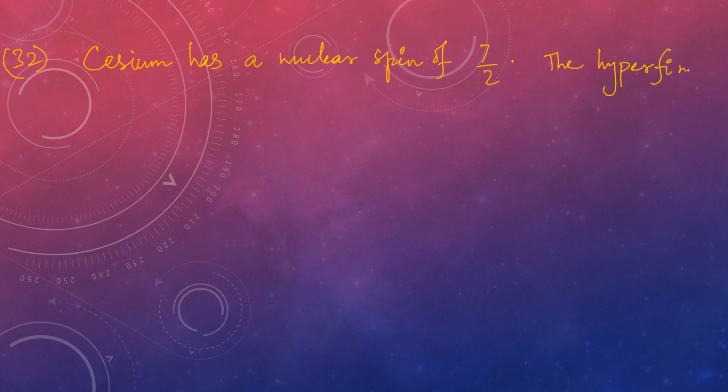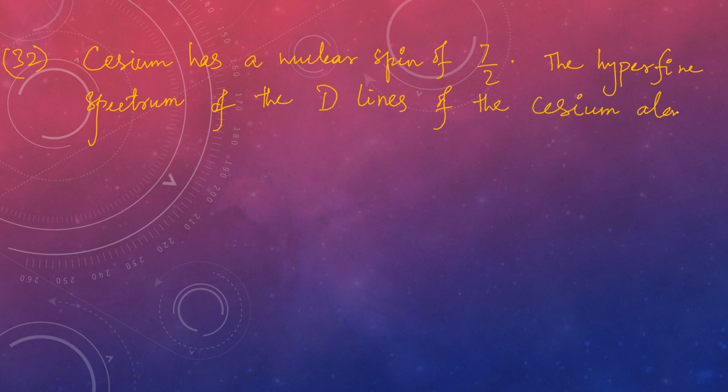Cesium has a nuclear spin of 7 by 2. The hyperfine spectrum of the D lines of the cesium atom will consist of how many lines? Will consist of dash lines.